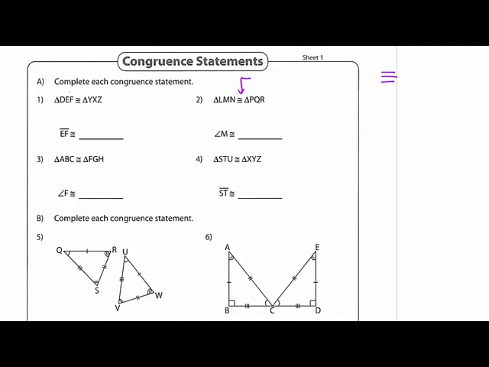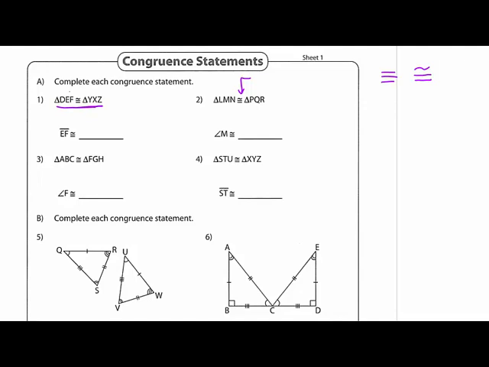Some people use the identity symbol like that for congruence, but also very common, perhaps even more common, is the equal sign with the wavy line above it. So that's the congruent symbol that's used throughout the sheets. Now, let's just look at question 1. They're telling us that triangle DEF is congruent to triangle YXZ.